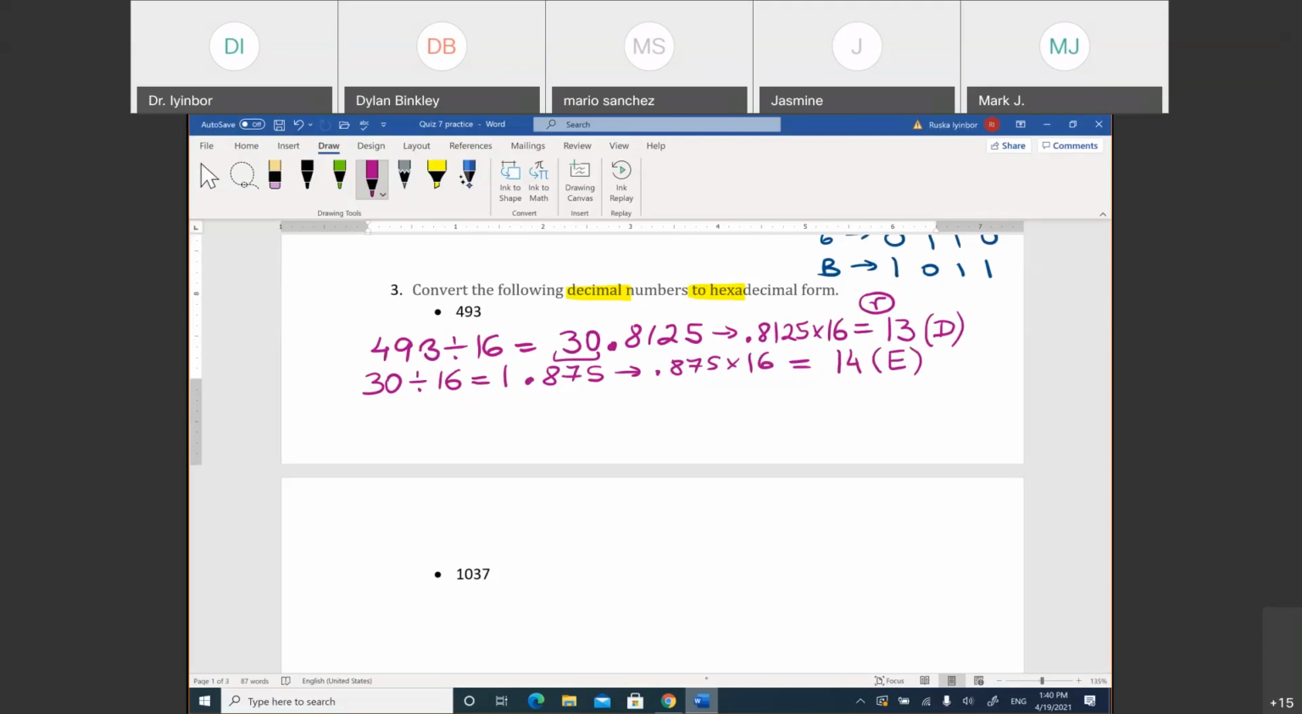And then I'm going to get this one again, 1, and divide by 16. It's going to be 0.0625, which is going to give me quotient 0, but let's just do it step by step. 0.0625 times 16 is going to be 1.